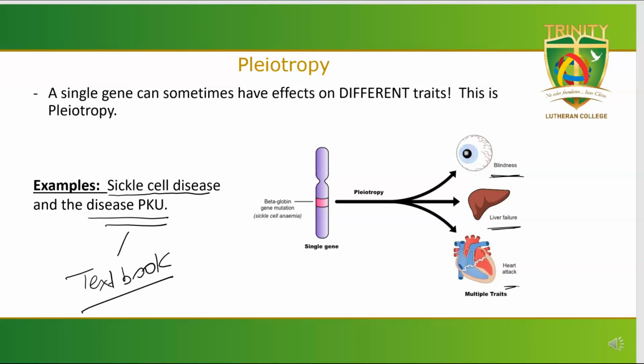So in sickle cell disease, not only does it form malformed or sickle-shaped red blood cells, but having this gene, this beta-globulin gene mutation, also can cause blindness, it can cause liver failure, and it can cause heart attack. So one gene, very different systems, very different phenotypes. So that's pleiotropy. One gene, many different traits being caused by the one gene.